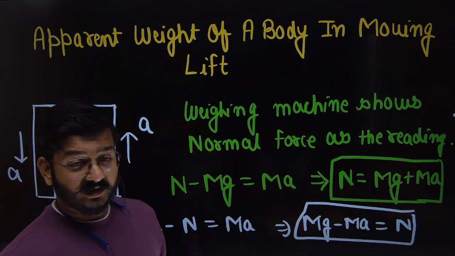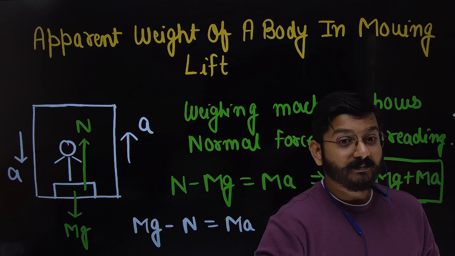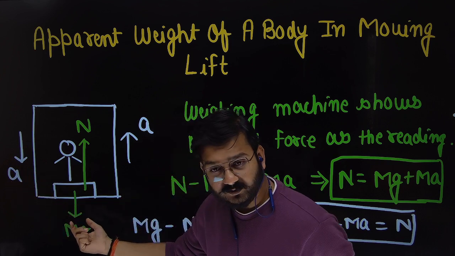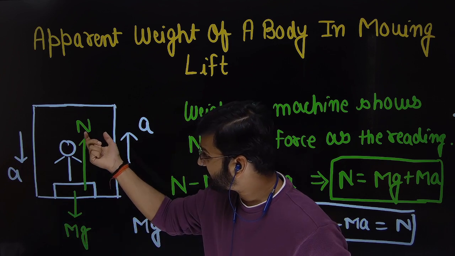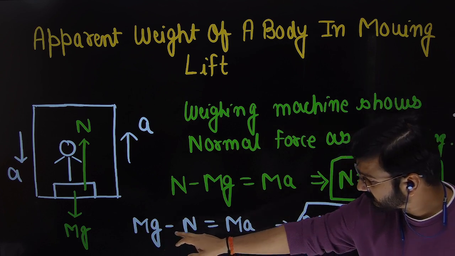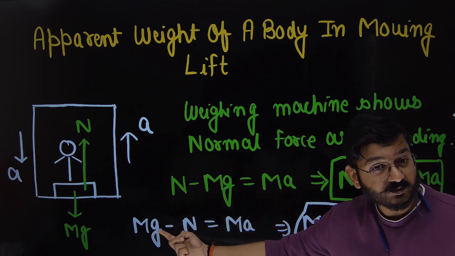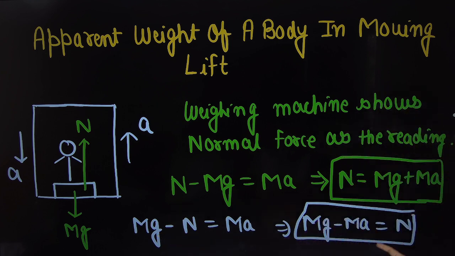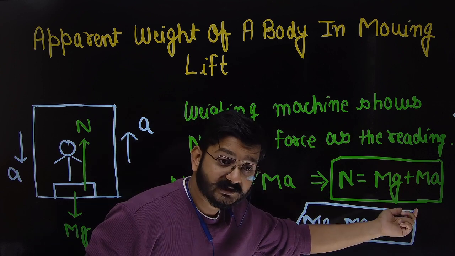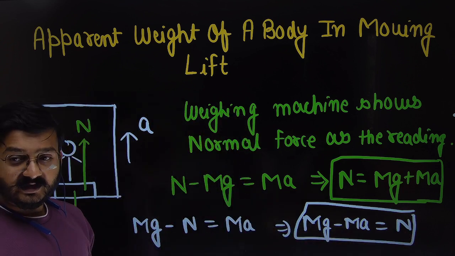Now let's take the opposite. This time the lift is moving down. So what did I say? Weight should be less. You will feel weightless. Not completely weightless, a little lighter you feel. So when the lift is moving down, which force will you take positive? Mg. Mg minus N equals mass into acceleration. See the equation: mg minus N equals ma. N will be equal to mg minus ma. So this time your weight is less than mg. Is the funda clear? So this N is the reading of the weighing machine, or this N is the apparent weight.